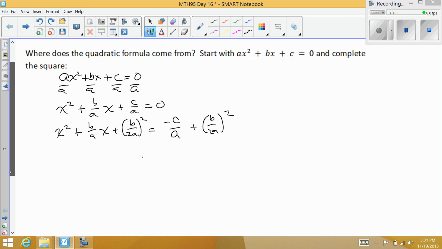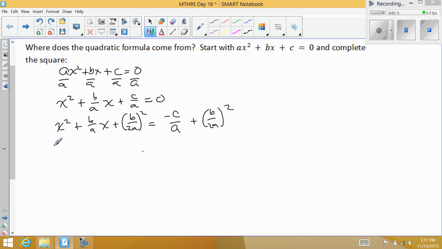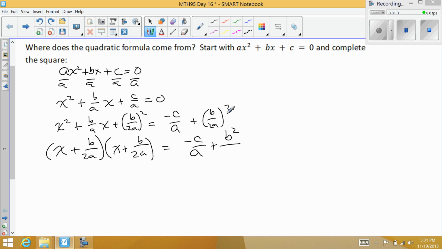Now the left side of our equation should factor to a perfect square. I'll go ahead and put in the factoring step. So this is going to factor to x plus b over 2a, squared. Over on the left side of the equation, we can tidy things up a little bit. We can square here and get b squared. Squaring the 2 and squaring the a will give us a 4a squared. So this side is now a perfect square.